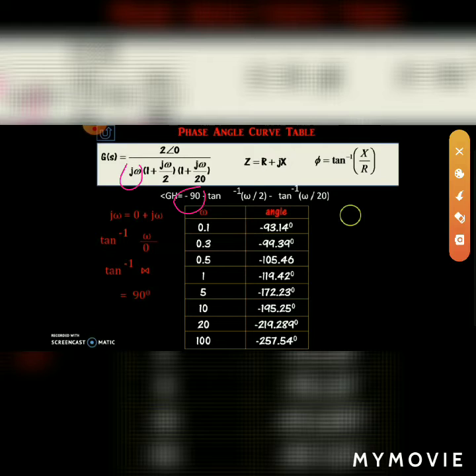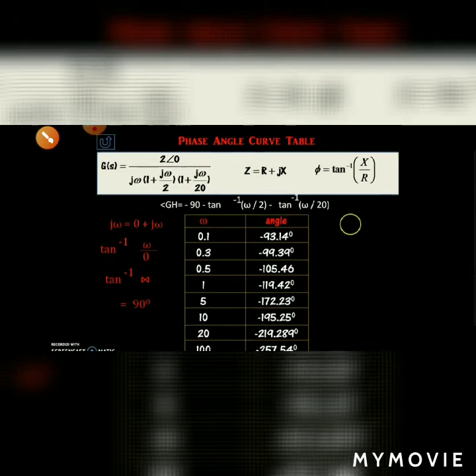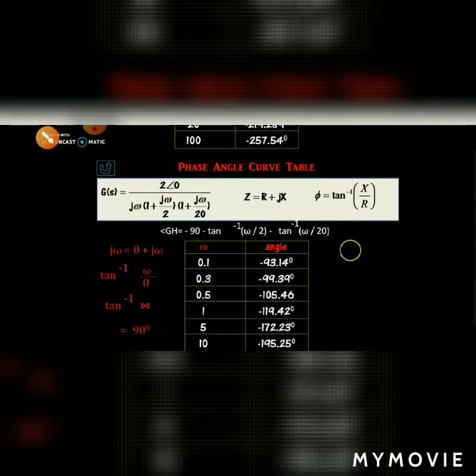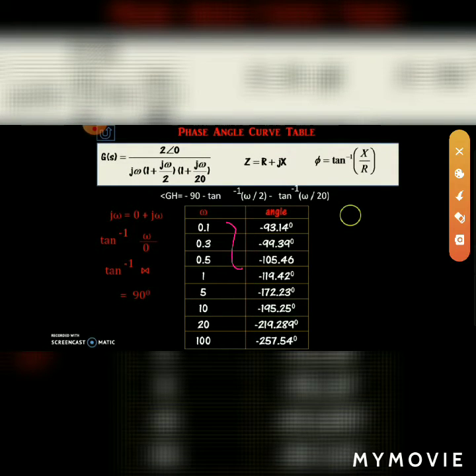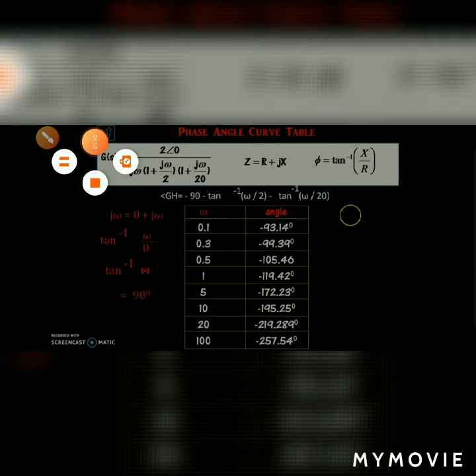Similarly I apply the formula for the others also: minus 90 for this j omega, then minus tan inverse of omega by 2 for this, then minus tan inverse of omega by 20. This becomes the formula. We have so many corner frequency omega values; for each particular omega value, put it in your formula and you will get the values. From this we will plot the phase angle plot.